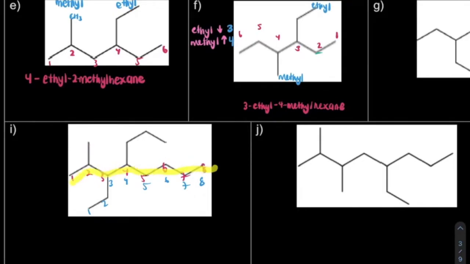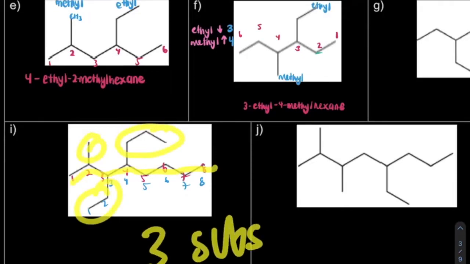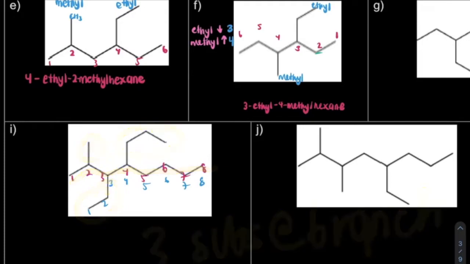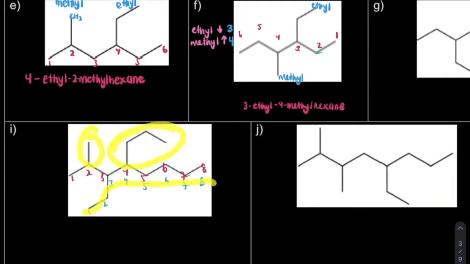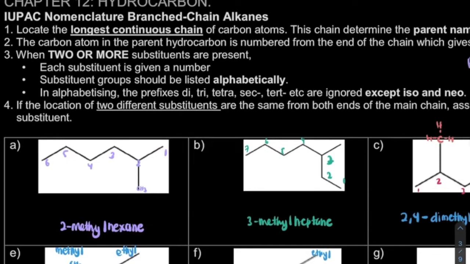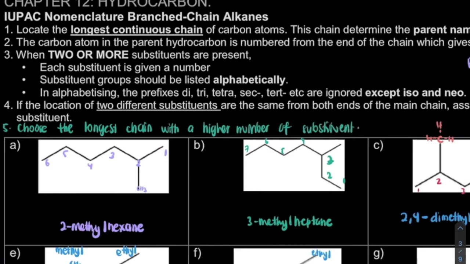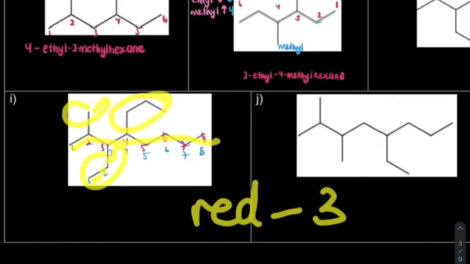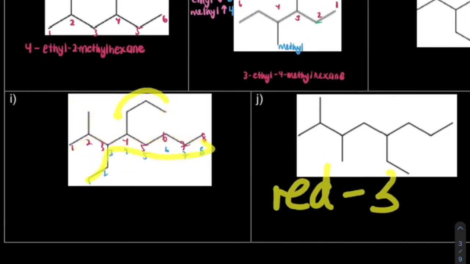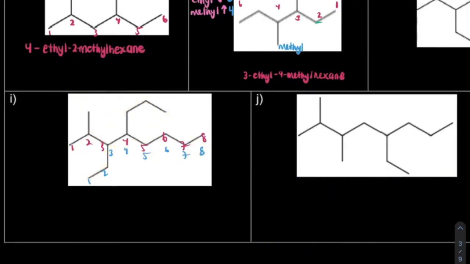But the difference is, if I use the red one, I have 3 substituents or 3 branches. But if I use the blue one, I have 2 branches. So which one am I going to take? Please add this to your notes: choose the longest chain with the highest number of substituents or branches. Earlier, if we use red, we have 1, 2, 3. If we use the blue one, we have 1, 2. We only have 2. So again, we want the higher number of substituents, so we're going to choose the red one.